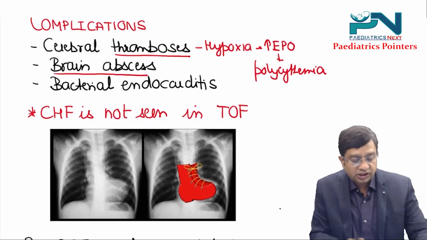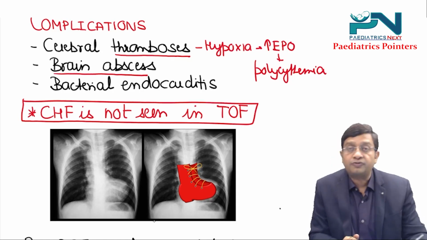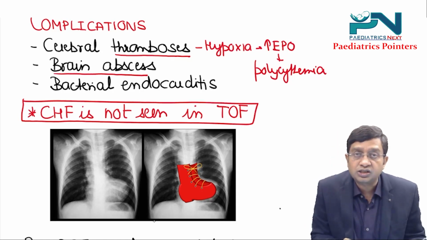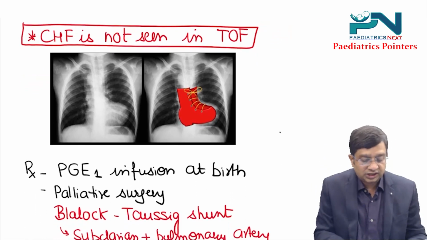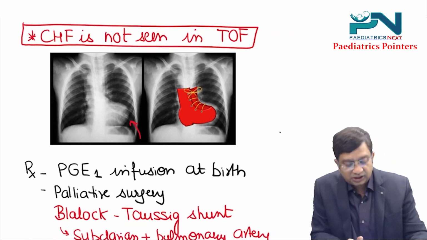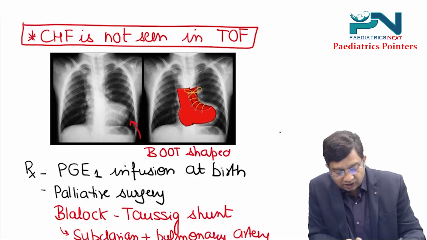One important thing again, congestive heart failure is not seen in TOF. In the isolated TOF, you don't get congestive heart failure. If you particularly see the chest x-ray, you get the upturned apex, and this upturned apex gives the appearance of the boot-shaped heart.